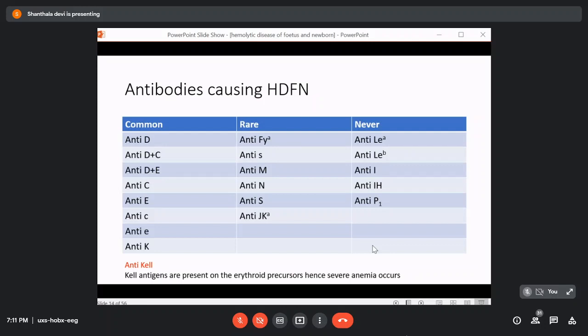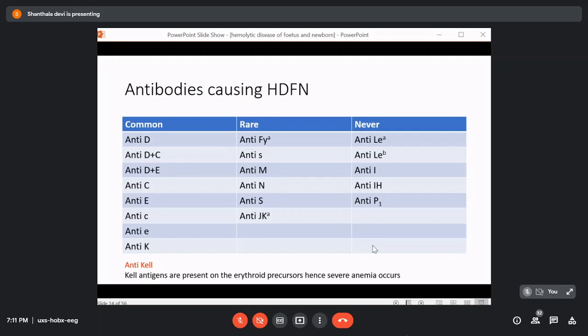The Kel antigens, we have to remember, are present on the erythroid precursors as well as the mature RBCs. If there is an anti-Kel antibody, that is, if the mother is Kel negative and the baby is Kel positive, there is a possibility of the mother developing anti-Kel antibodies. These antibodies will react with the erythroid precursors and cause severe anemia without there being any reticulocyte response or without there being any nucleated red cells.